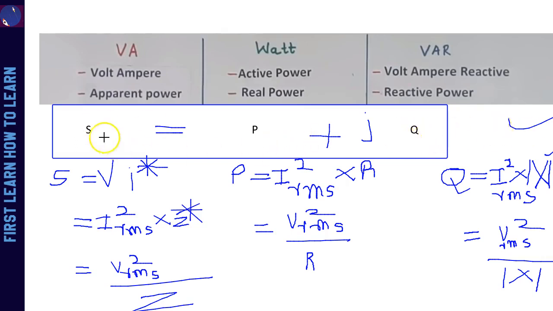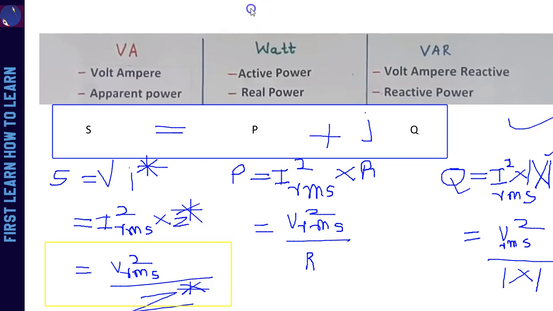If Q is equal to 0, then S will be a real number as a special case. If P is equal to 0, then S will be a purely imaginary number as a special case. But in general, S is a complex value, unlike P and Q, which are purely real. So instead of modulus of Z, we have to use Z star. So the formula that will be used in order to solve this question is S is equal to Vrms square by Z star.